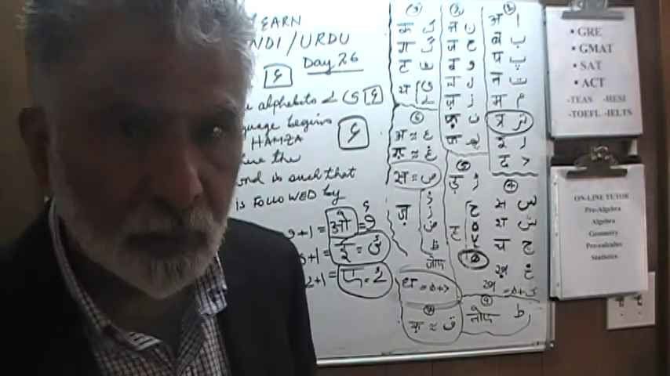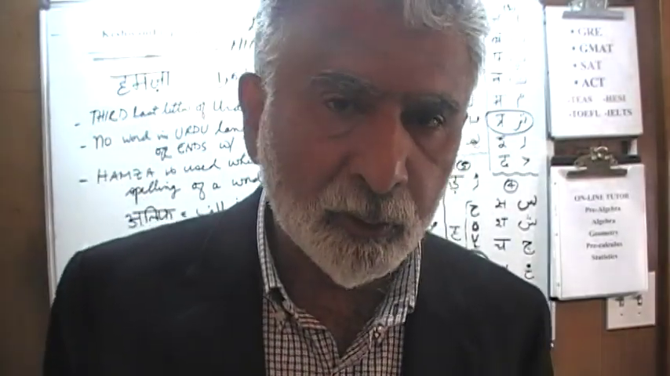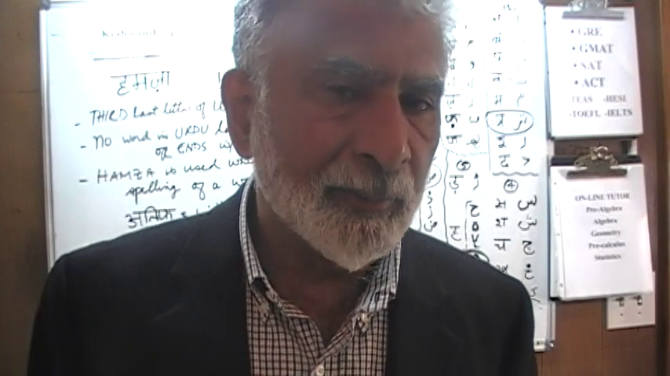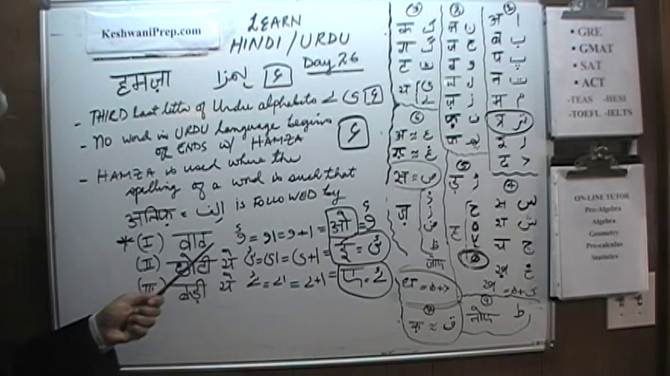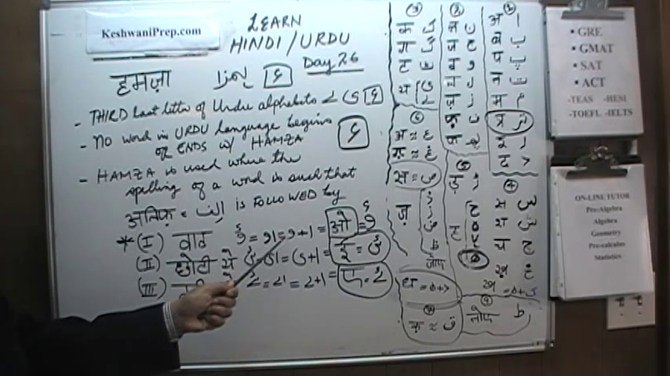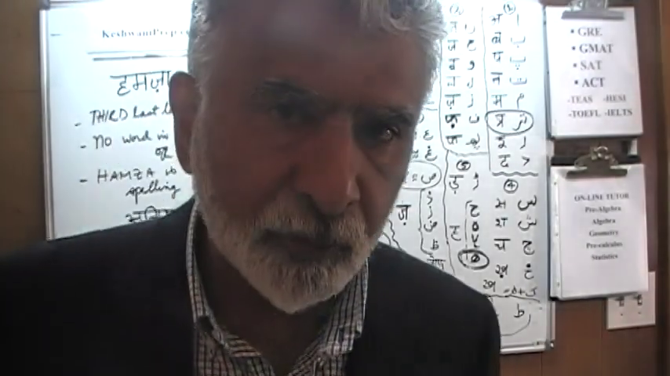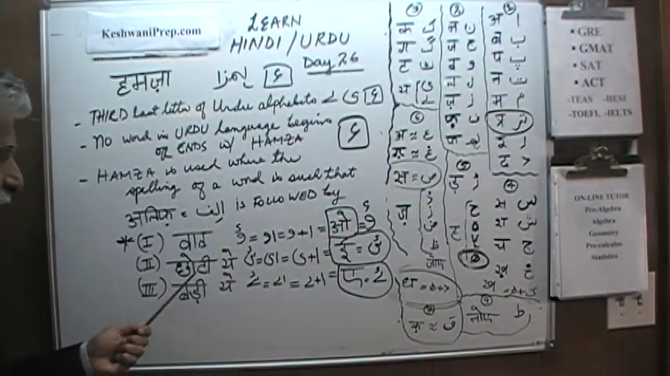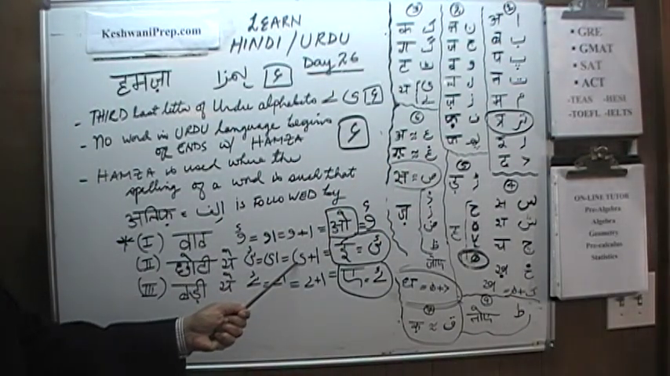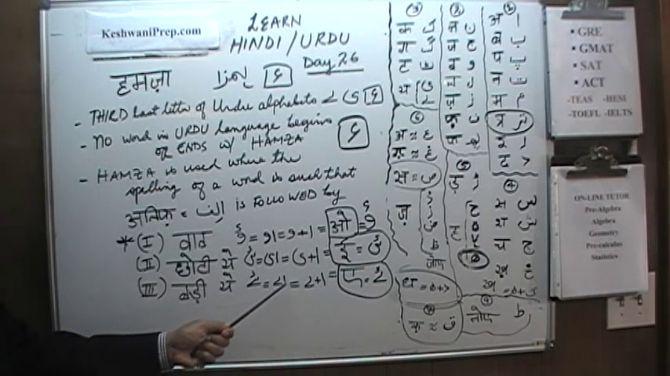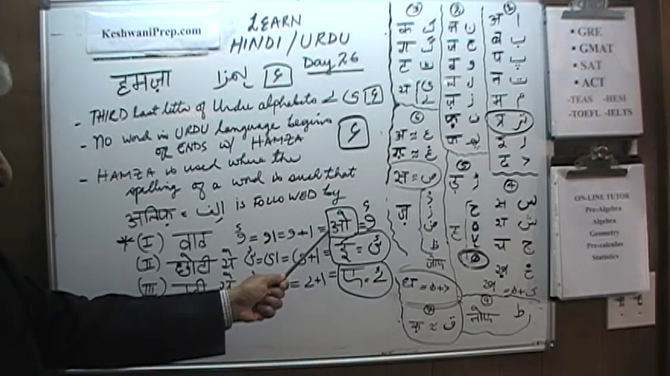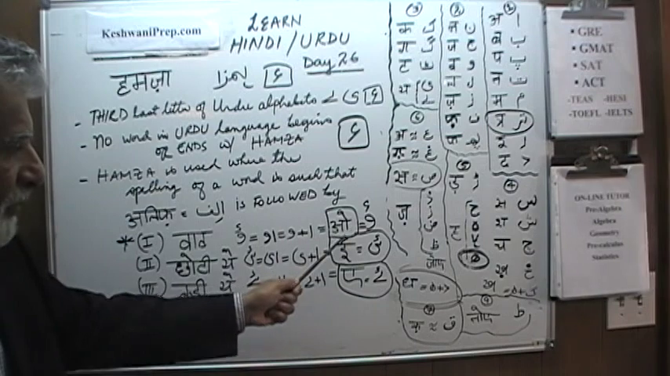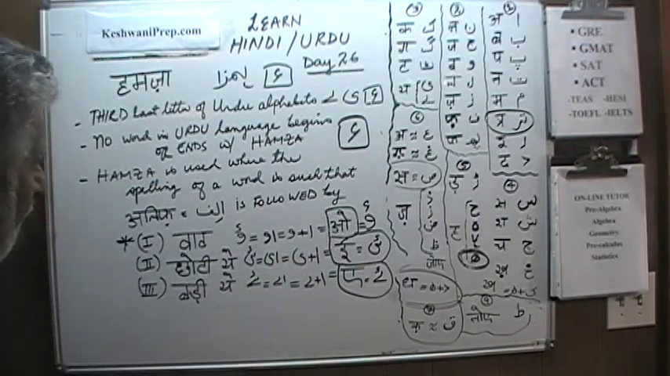Today, in this video, we'll do some examples, some words, where we'll see how Hamza is used in the first case, when Alif is followed by Waw. As I said in the beginning of the video, I'll make three parts. Now you know why. Tomorrow, we'll do some words where Alif is followed by Choti Ye. And then finally, in the third part, we'll cover some words where Alif is followed by Badi Ye. So today, we'll see the words which require Choti O ki matra. Let's begin, shall we?